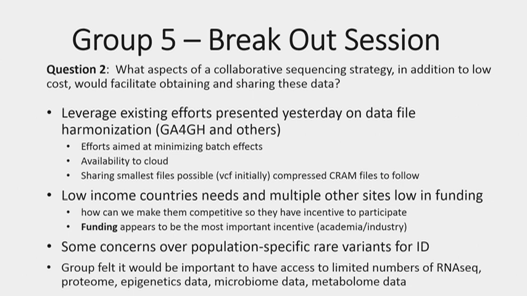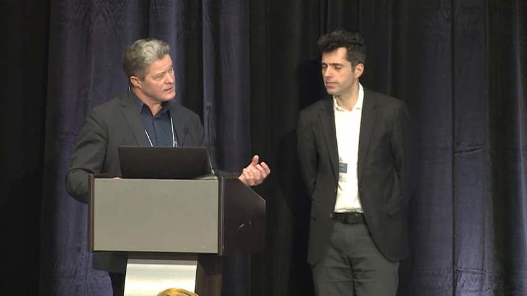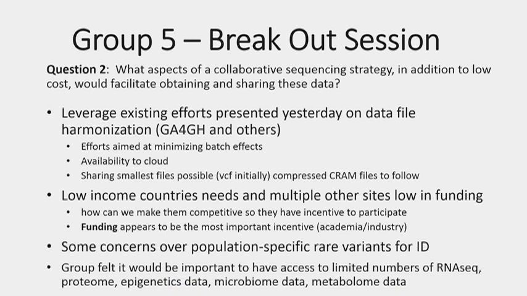There were some concerns over population-specific variants, that individuals could be identified, but obviously this holds true for dbGaP and all data repository sites, and with adhering to policy standards, this should not be an issue. The group felt it would be important for everyone to also have access to a limited number of other kinds of omics data, but obviously this could grow with time.